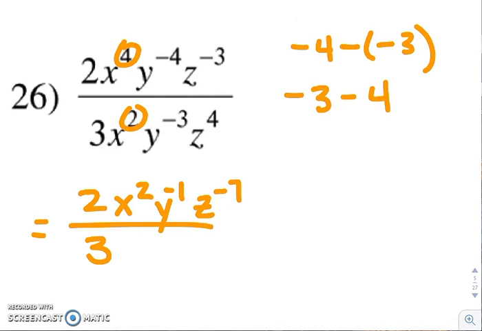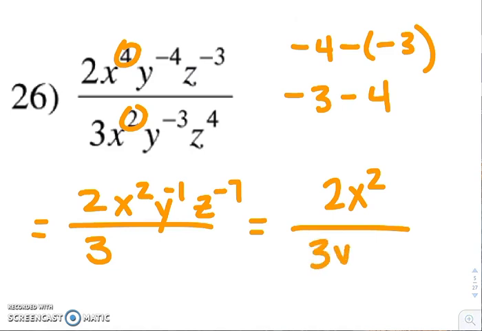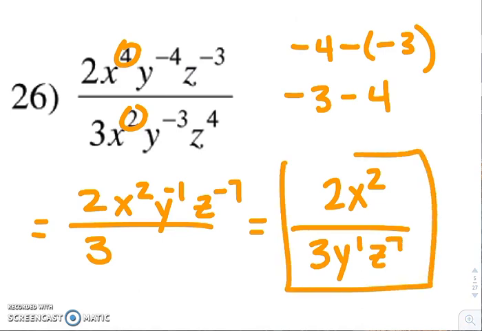So I've combined everything I can. What do I need to fix? The y and the z. So 2x squared can stay on the top, but the y and the z are going to get moved to the denominator with that 3 and now have positive powers.